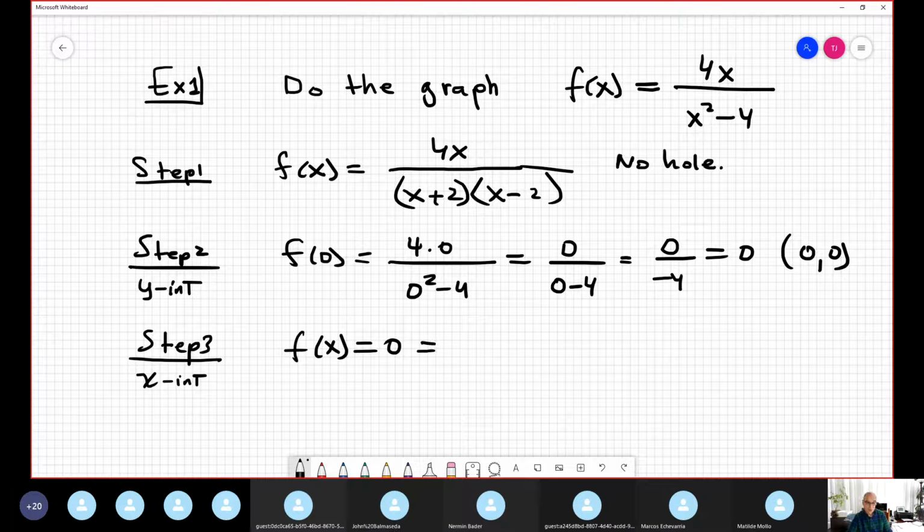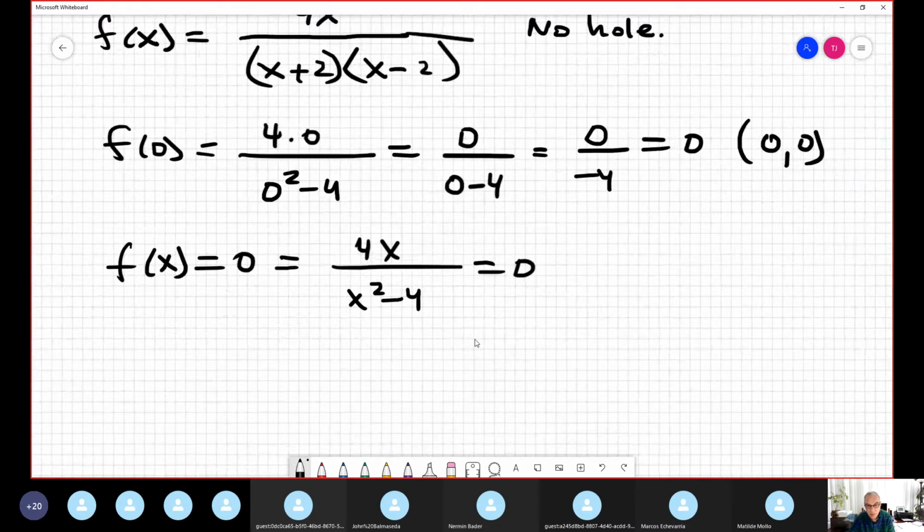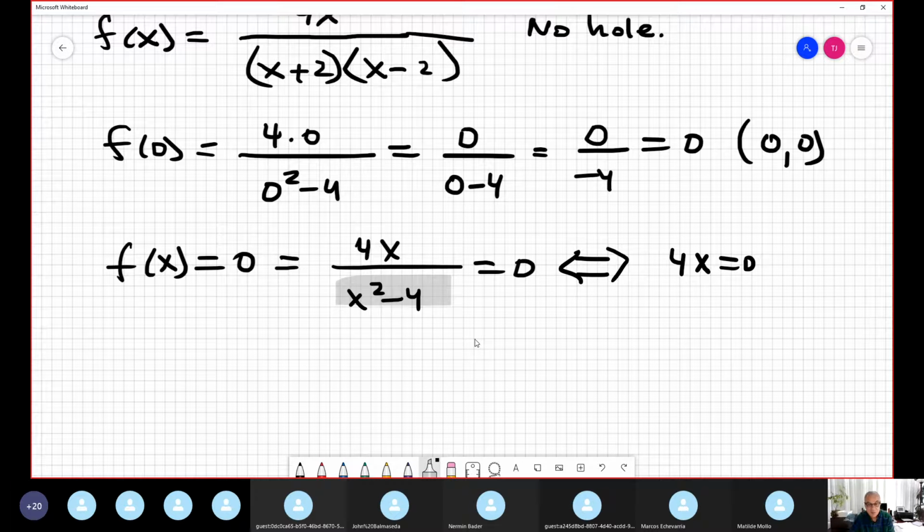So, easy. You copy the original. Either way, 4x divided by x squared minus 4 equals 0. And when you have a fraction equal to 0, the only thing that has to be 0 is the top part. This is equivalent to saying 4x equals 0. I don't care about that part; that part is completely irrelevant.